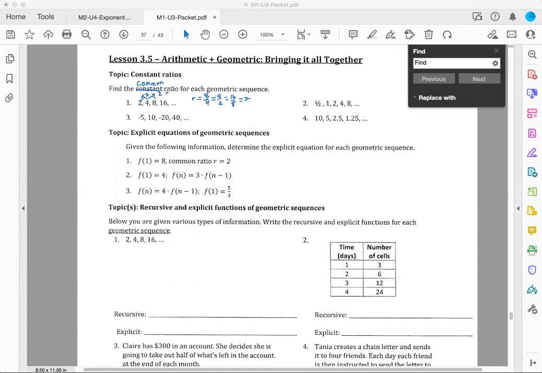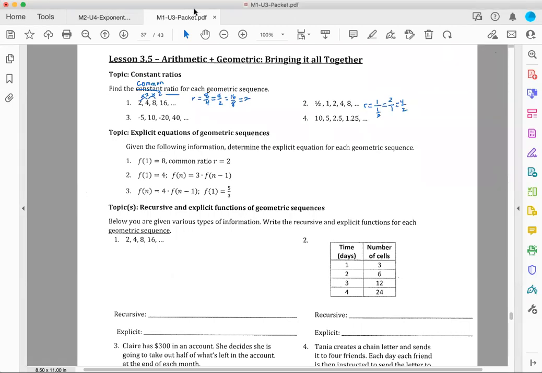And again, they're only asking you to find the common ratio. They're not asking you to write a rule, not yet. Just find the common ratio. Same thing for number 2. Your common ratio is found by dividing 1 by 1/2, which is the same answer as dividing 2 by 1, which is the same answer as dividing 4 by 2, and so on, which is the same answer as dividing 8 by 4. All these are going to give you 2.